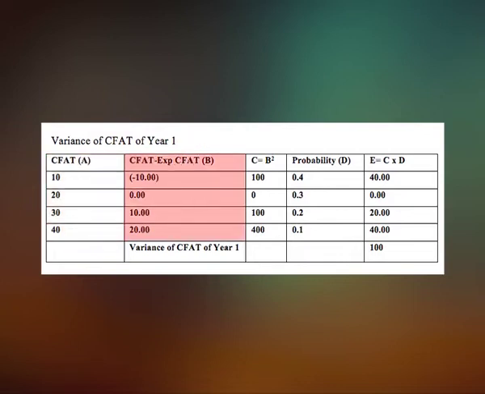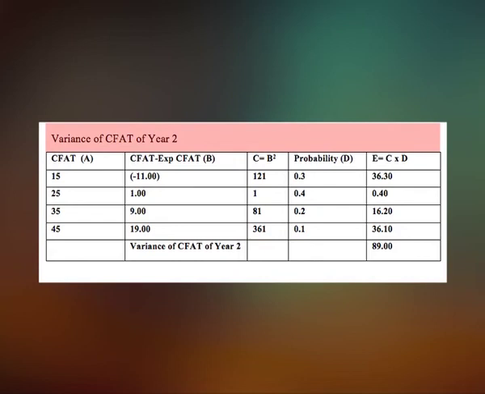Then column B is minus 10, 0, 10, 20. Third column C is equal to B square, which is 100, then 0, then 100, then again it is 400. Then probability for various cash flows after tax is given as 0.4, 0.3, 0.2, 0.1. Then column E is equal to C multiplied by D, which will be 40, then 0, then 20, then 40. Now 100 is the total variance of cash flow after tax of year 1.